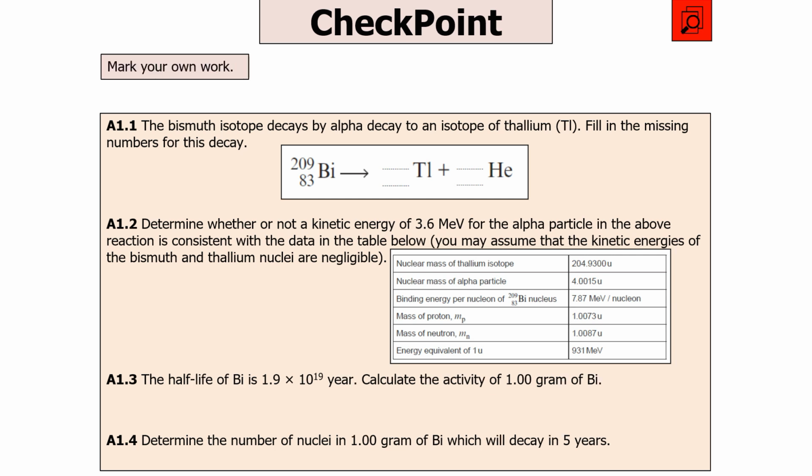Right, in this one we know that alpha is going to be 4 2 on the right hand side, therefore thallium, to balance, must be 205 on the top and 81 on the bottom.